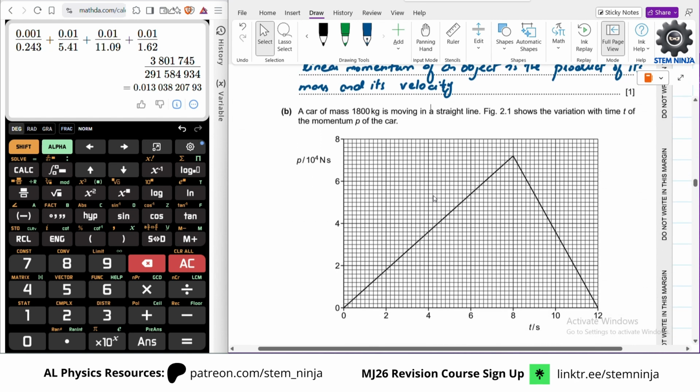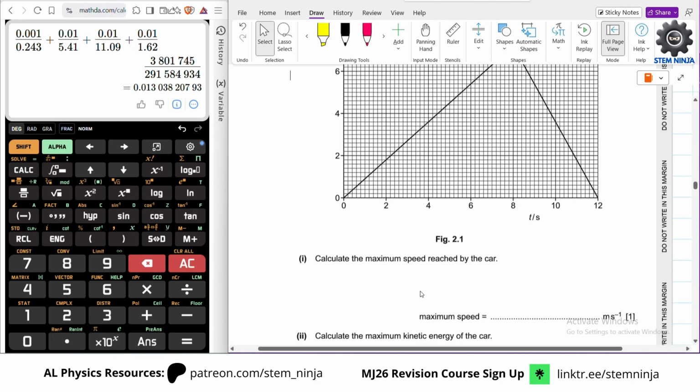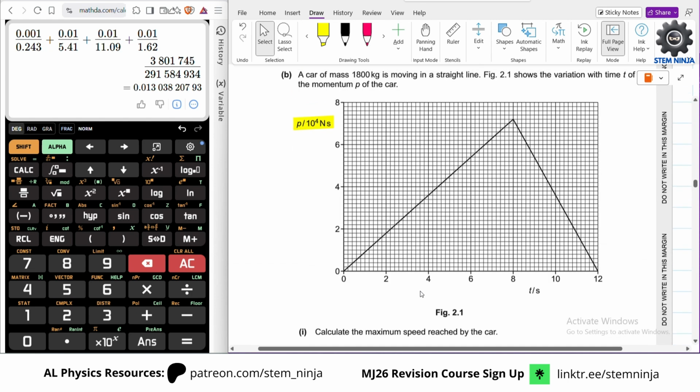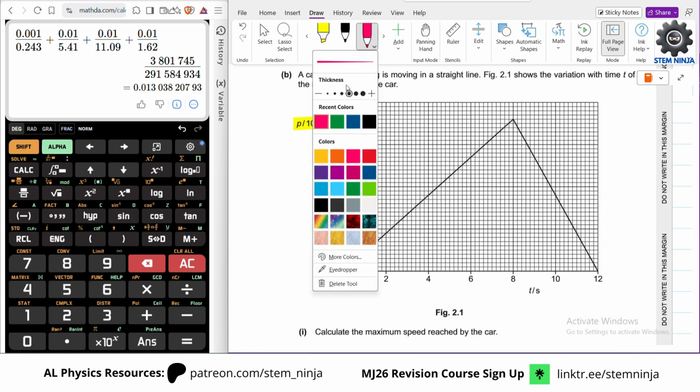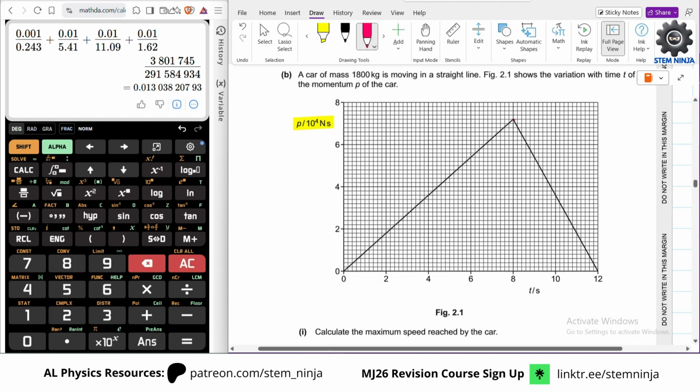So a car of mass 1800 kg is moving in a straight line. Figure 2.1 shows the variation with time t of the momentum p of the car. One thing to notice is the momentum is given per 10 raised to power 4 newton seconds. So whatever values we choose here, we have to multiply that value by 10 raised to power 4 also. Calculate the maximum speed reached by the car. Maximum speed will correspond to the maximum momentum.